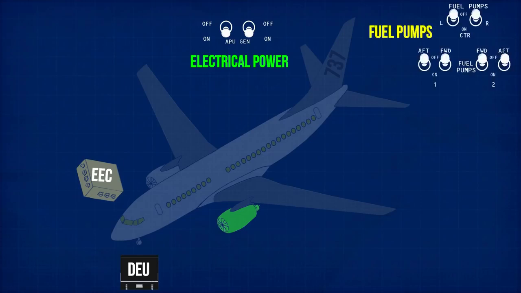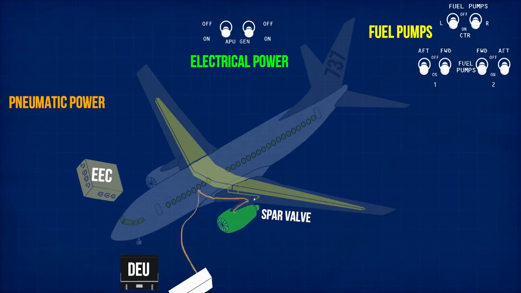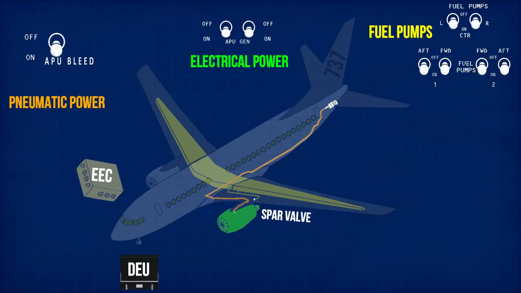The fuel pumps of the aircraft have to be turned on. This transfers low-pressure fuel from the fuel tanks to the engine spar valve. In order to crank the engine, pneumatic power is required. Three sources of pneumatic power can be used: an external jet starter unit, the other engine if it's running, or the APU, which is the standard practice.